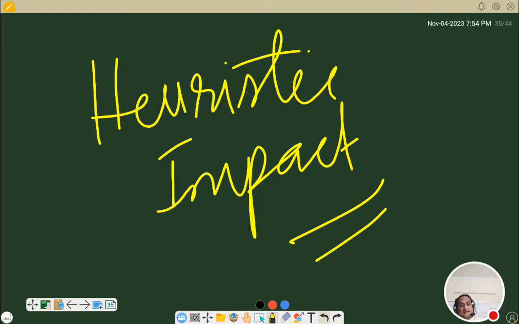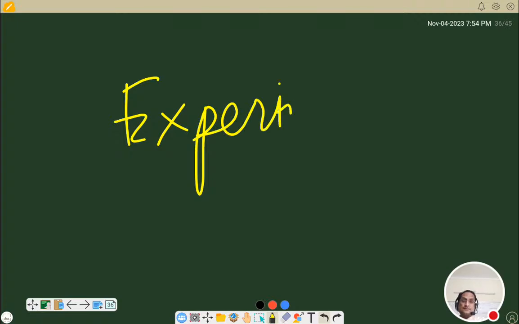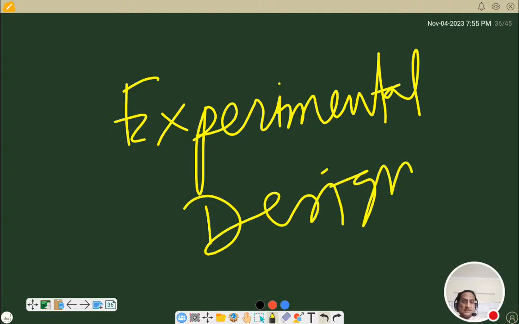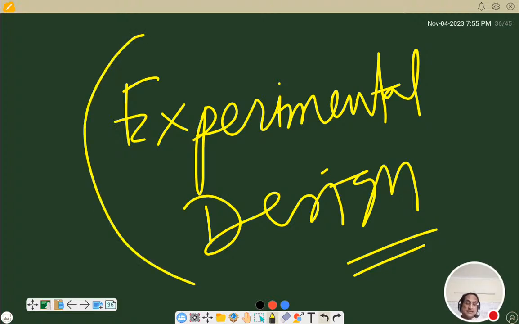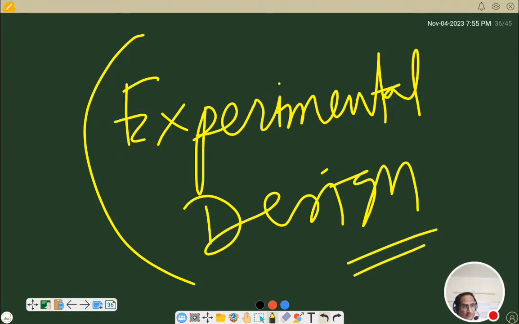It's a rigid method because the researcher is following the experimental design. So the researcher goes with the hypothesis. Whenever there is an experimental design, the researcher will go with the hypothesis. Then the researcher will either approve the hypothesis or negate the hypothesis, approve it or reject it.